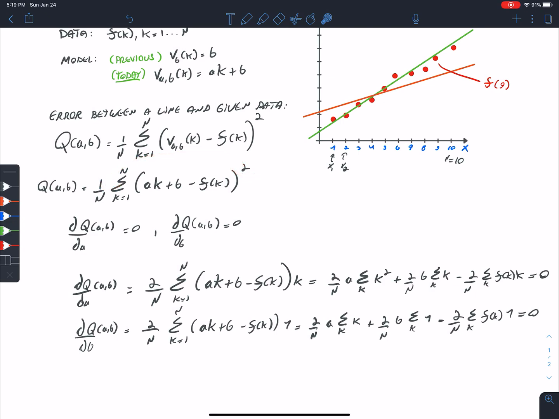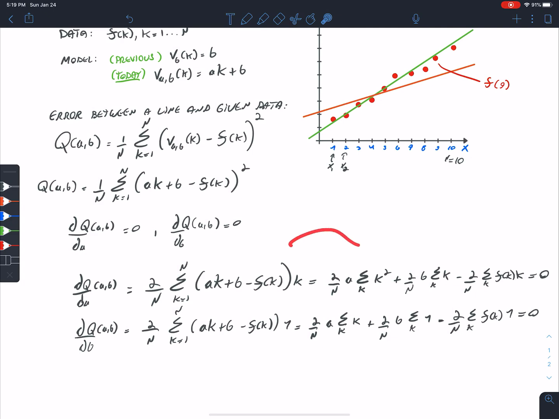And so here we go, we have the 2 out in front, and we have the inside part of the function. And we still have to differentiate the inside of the function with respect to parameter a. The derivative of this inside part only has a in the first term, so the derivative of the first term with respect to a is k, so we multiply by k.